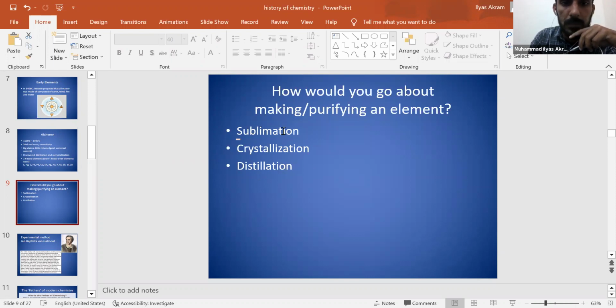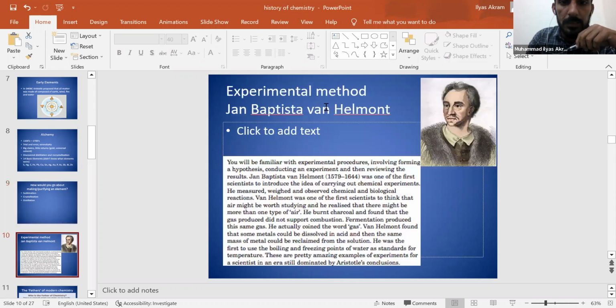These are the three processes that can be distilled into details, but here we will discuss only about their names, because we are discussing just the background information, how the chemistry has begun. So this is the experimental method.